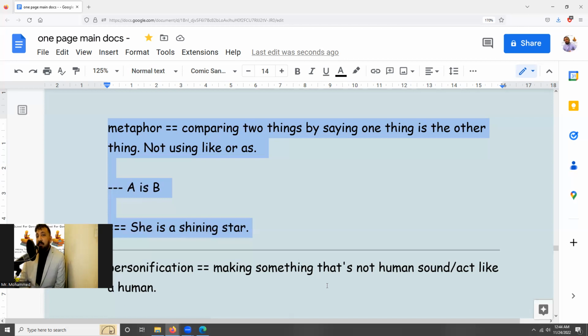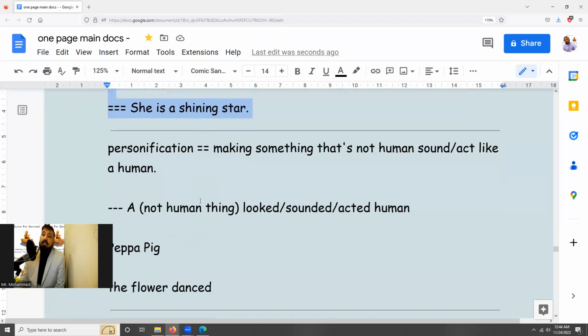Okay, so you have the formula underneath. A is B. It can also be A was B. Just as long as there's no like or as, then most of the time you're going to be dealing with a metaphor. And finally, you have the same example but turned into a metaphor, which is she is a shining star. So you see it's stronger, yeah?